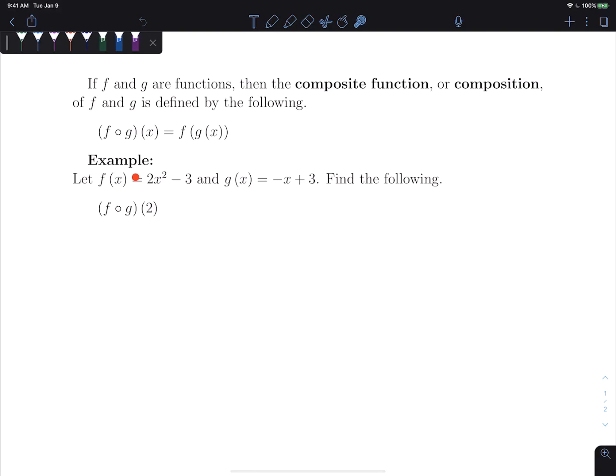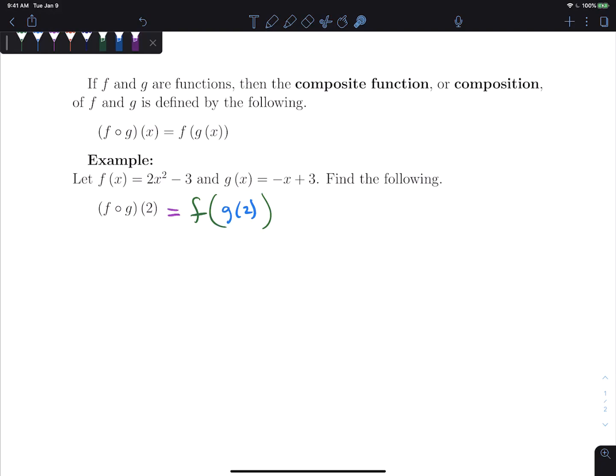Now let's look at this. Let f of x equal 2x squared minus 3 and g of x equal negative x plus 3. We want to find the following: f composed of g of 2. Well, to find f composed of g of 2, we have to look at a couple of things. First of all, we need to realize that this simply means f of g of 2. So the f function is going to be replaced with whatever g of 2 is.